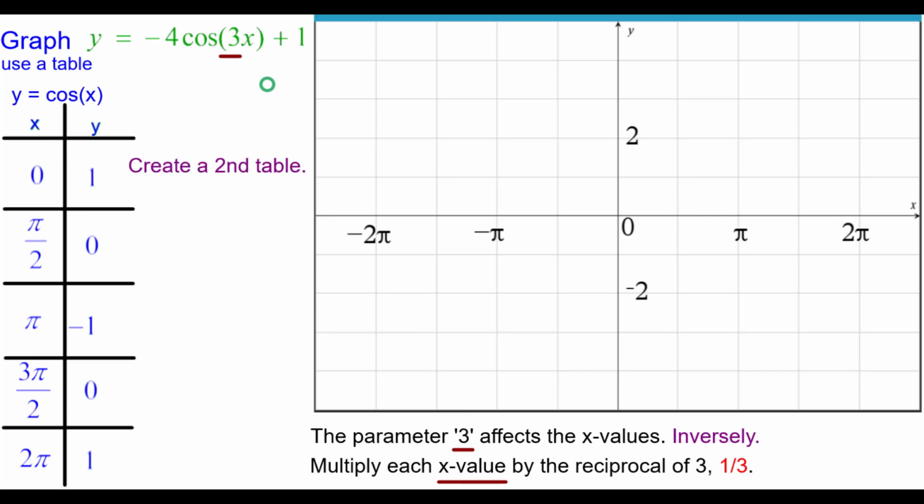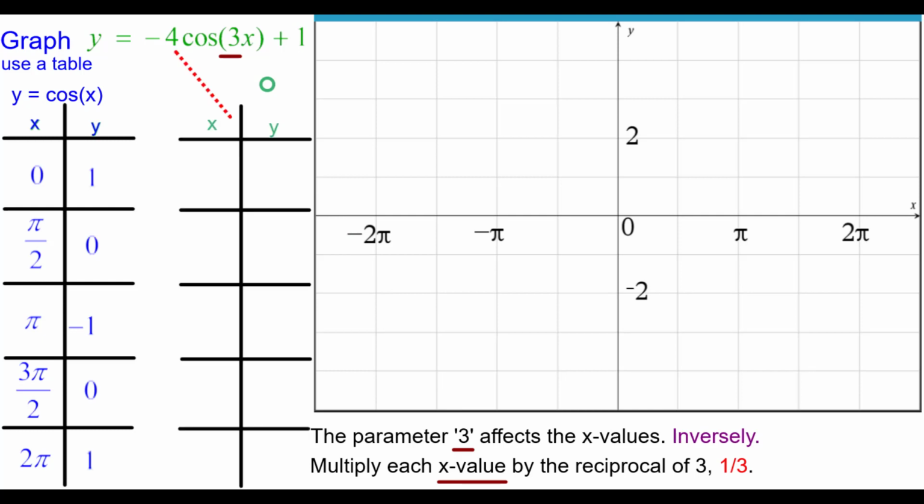So let's go ahead and create a second table and multiply each x value by 1/3. So 0 times 1/3 is 0. Pi over 2 times 1/3 is pi over 6, and so on. Pi times 1/3 is pi over 3. 3 pi over 2 times 1/3 is pi over 2. And the last one, 2 pi over 3. So we've taken care of that parameter 3. It affected the x values.